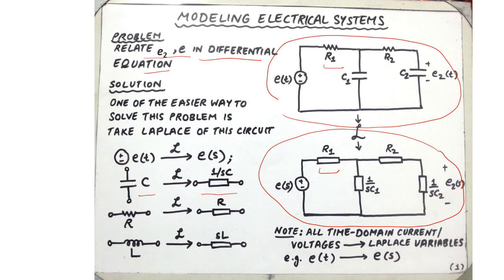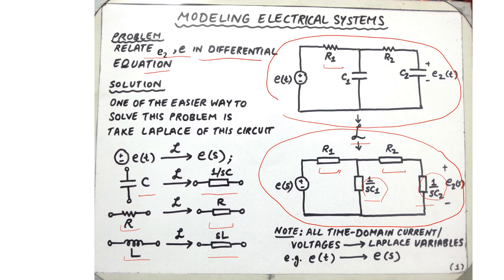The impedance of inductance is simply S times L, and the impedance of resistance remains unchanged. This remains R. So when converted to the Laplace circuit, we notice that the resistances remain unchanged. The impedance of the resistance is the same as resistance itself. On the other hand, the impedances of the capacitors have been calculated as 1 over SC1 for capacitor C1 and 1 over SC2 for the capacitor C2.